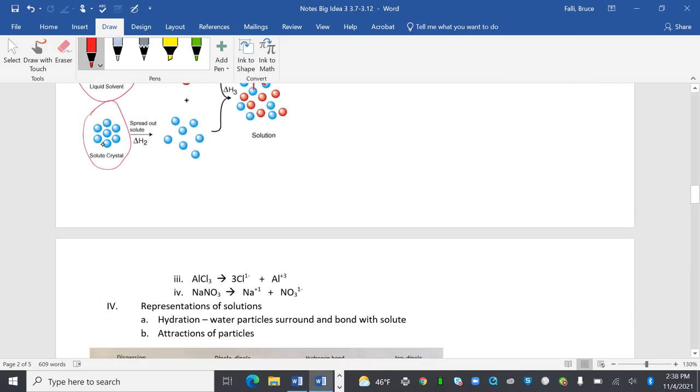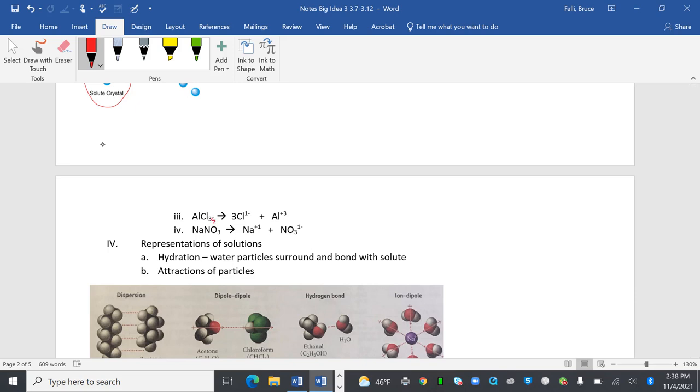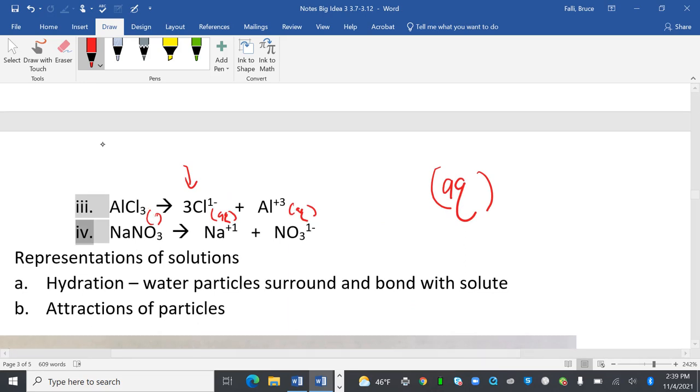All right. So examples of dissolving equations. AlCl3, I should have put the little states of matter on here. AlCl3 solid turns into 3 chlorides aqueous and 1 aluminum aqueous. Aqueous is AQ. So why does this have a coefficient of 3? Well, how many chlorines are in AlCl3? 3. That's why it has a coefficient of 3. How many aluminums are in AlCl3? 1. That's why it has a coefficient of 1.